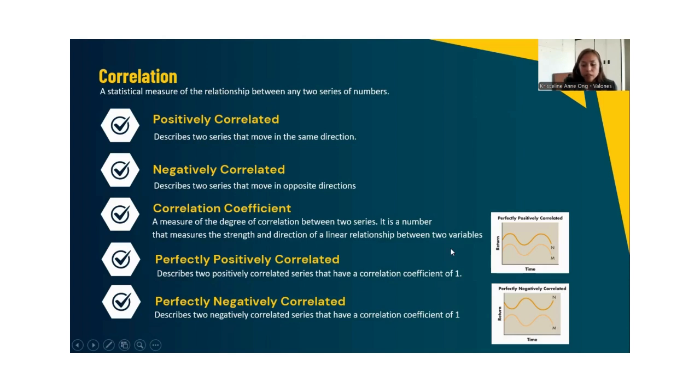If you check the graph here on the side, this is perfectly positively correlated. It has the same direction. Whereas the perfectly negatively correlated moves in the opposite direction, using the same correlation coefficient of 1.